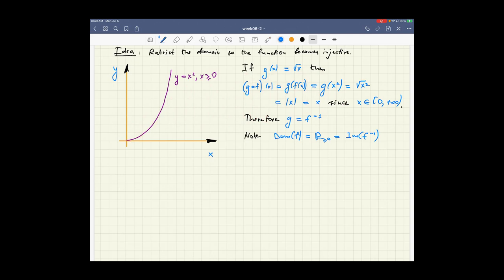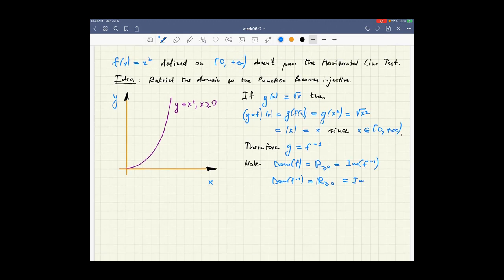And likewise, the domain of f inverse, which is also the set of non-negative real numbers, is the image of our function f. The image of f is all non-negative reals. But that's not the only way to restrict the domain of the function x squared defined everywhere on the real line.